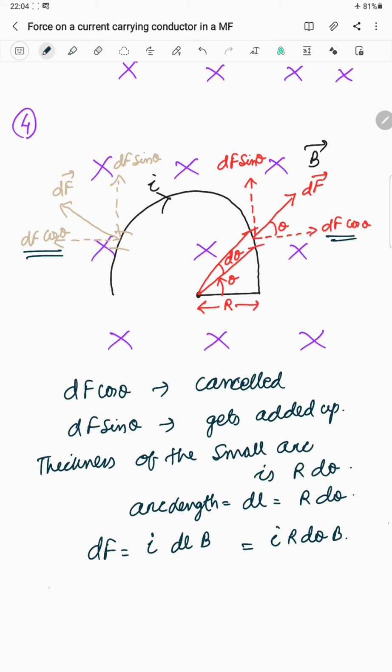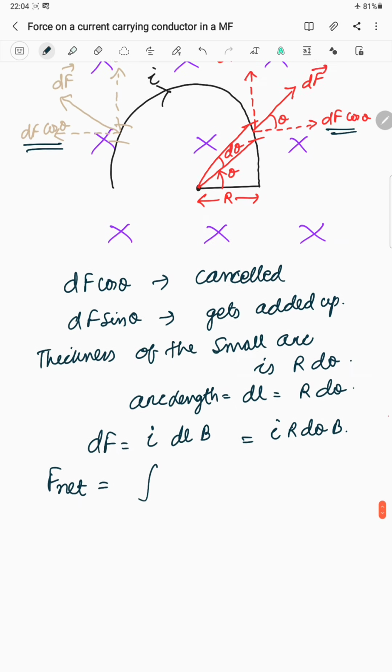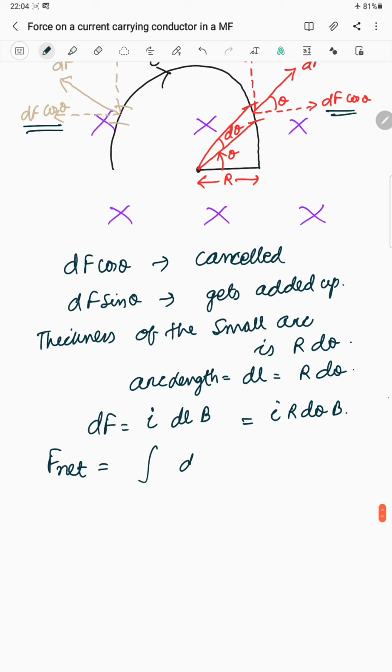Now what will be F net? F net will be the integration. That means we have to add all the dF sin theta components. So dF sin theta components will be added from where? Theta has to go from 0 to pi. Now what is dF? I r d theta B. So I is constant, r is constant, B is constant, so all of them will come out of the integration. What is left out? Sin theta d theta going from 0 to pi.